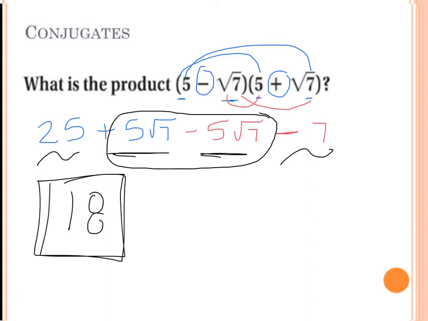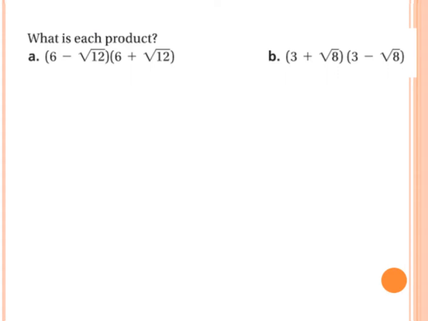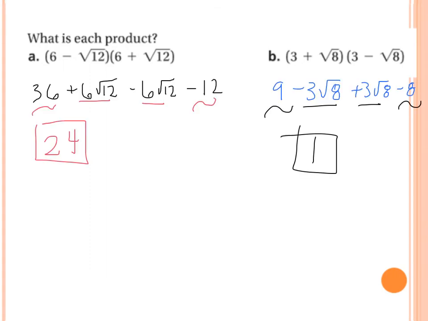final answer. Right now I want you to pause the video and see if you get the same answers I do when you multiply your conjugates together. Your first answer should have been 24 and your second answer is 1. Look back at my work and compare it to yours if you did not get those two answers.